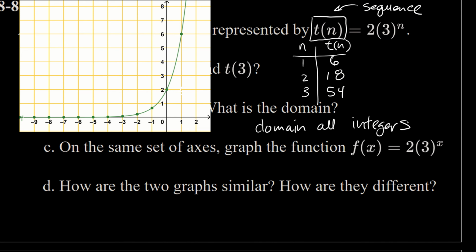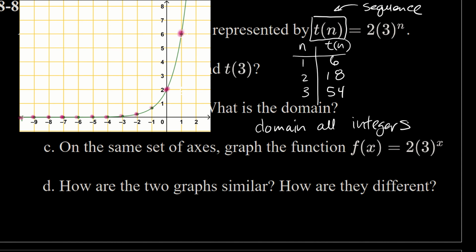And if I was going to graph it, it would just be these green dots. Just the dots are part of the domain, and those are the integers. So you could have any integer, any negative number, any positive number, and that's the domain if we're talking about the sequence.